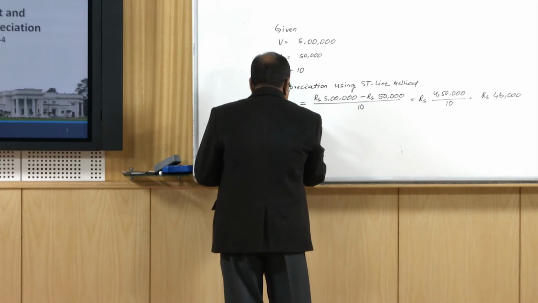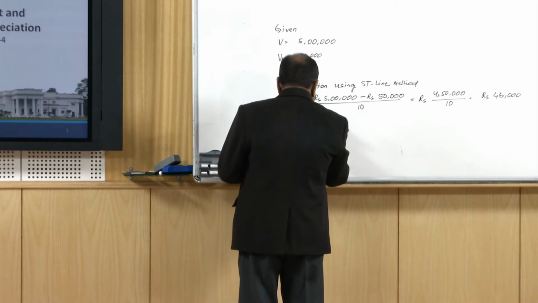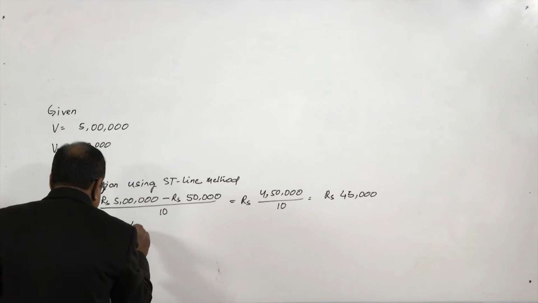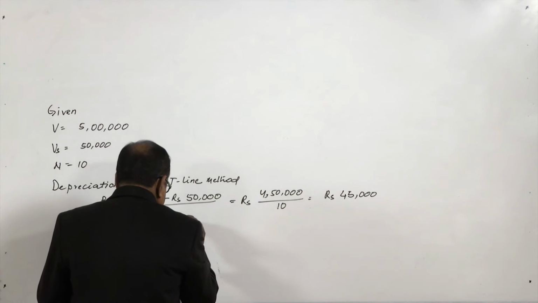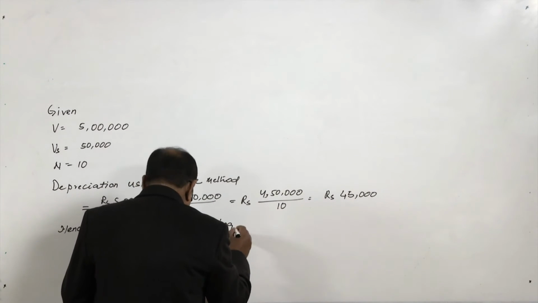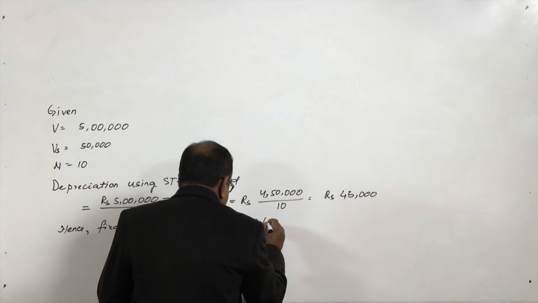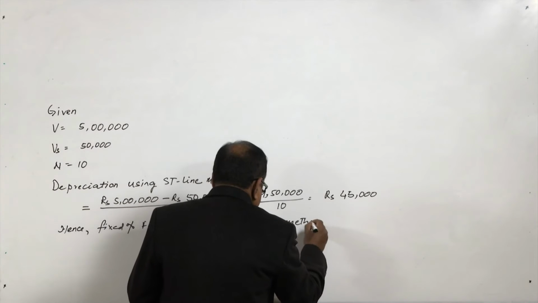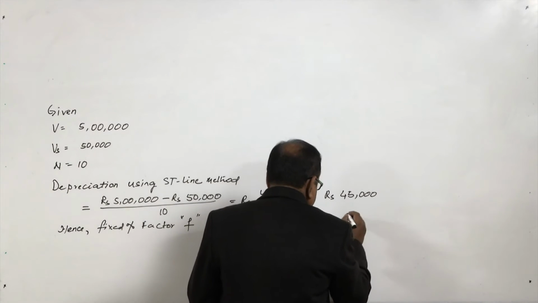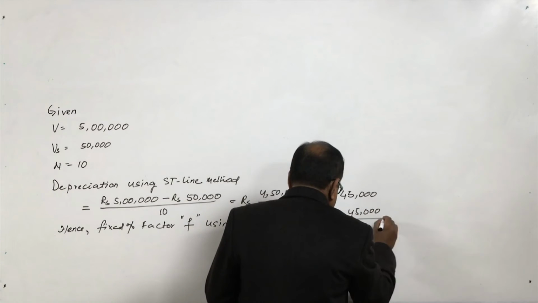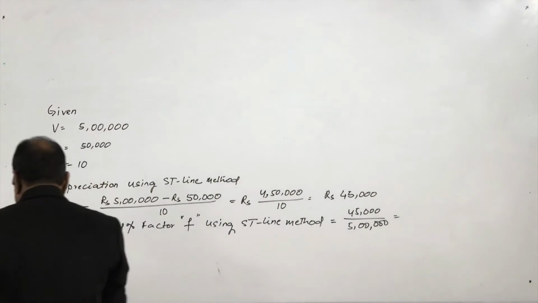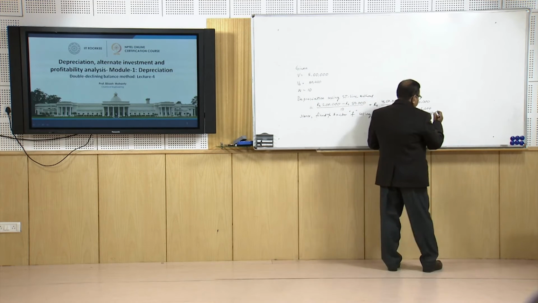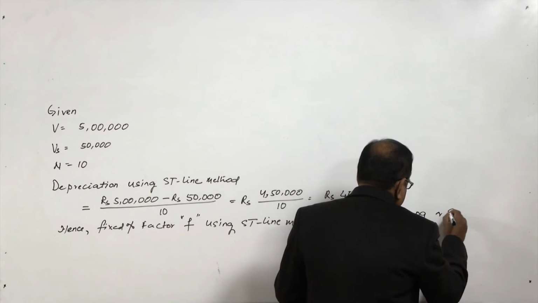Now, hence the fixed percentage factor F using the straight line method is equal to 45,000 divided by 5 lakh. This comes out to be 0.09 or 9%.